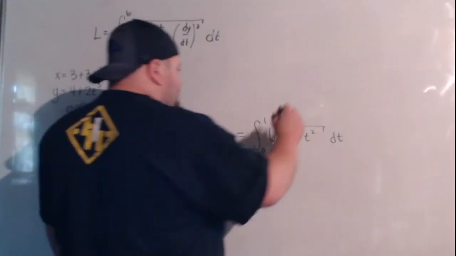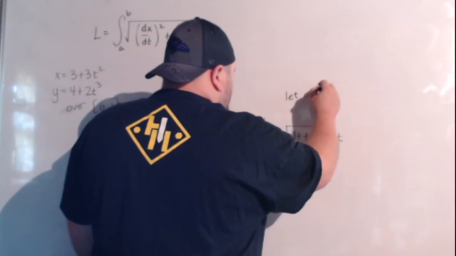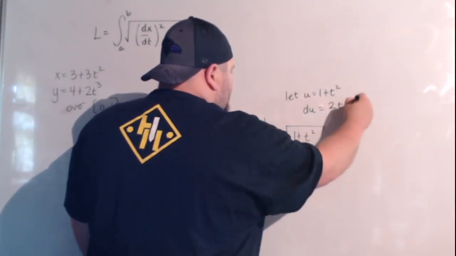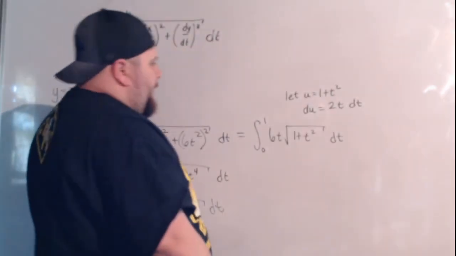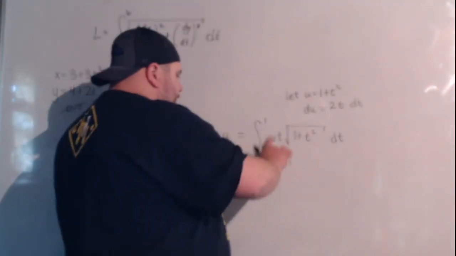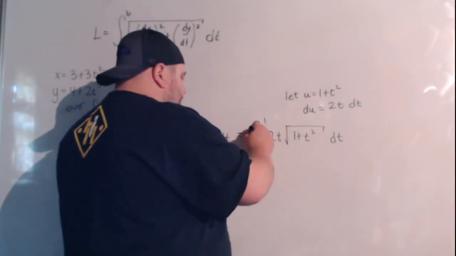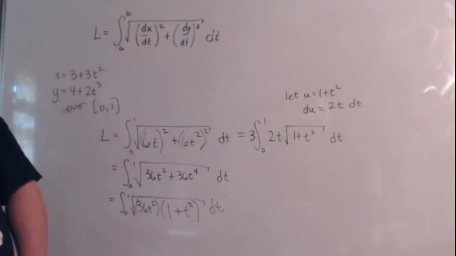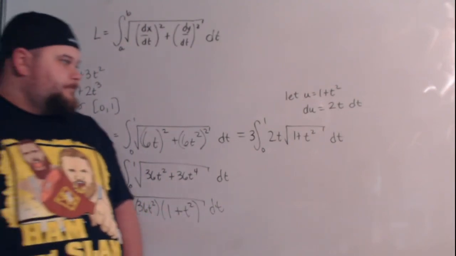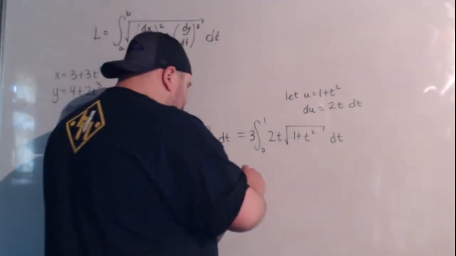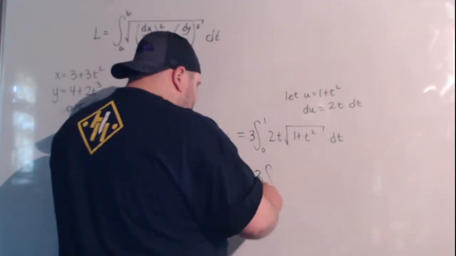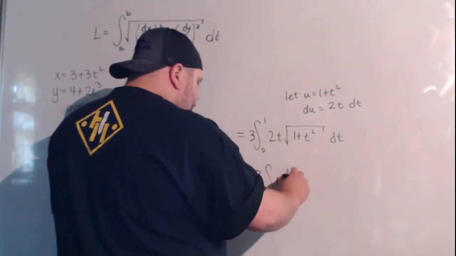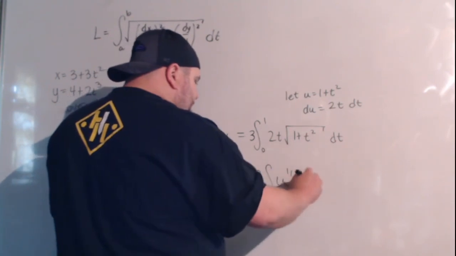But instead, we can just say, let u equal 1 plus t squared, and du is 2t dt. Well, I've got a 6 out here. I can break that up into a 2 times 3. And that's fine. So this is now 3 integral. The square root becomes square root of u, and 2t dt becomes du.